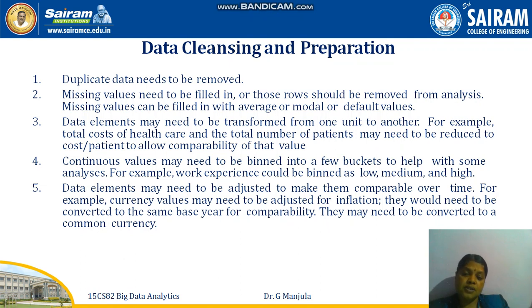The data elements may need to be transformed from one unit to another. For example, the total cost of healthcare and the total number of patients may need to be reduced to cost per patient to allow compatibility of the values. Continuous values may need to be blended into a few buckets to help with some analysis. For example, work experience could be binned as low, medium and high. These are the categories of how I can value the data: which is low, which is medium, which is high quality.